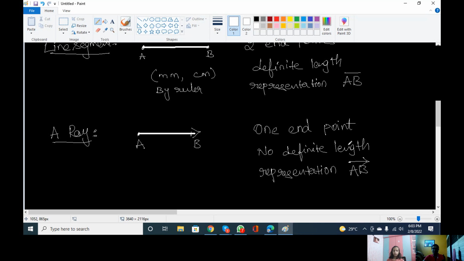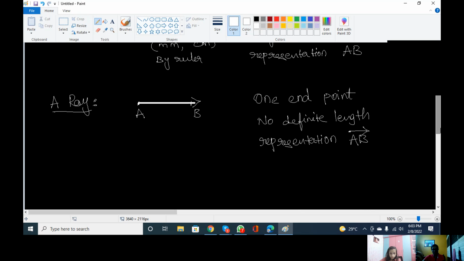Is it clear, Paridhi? Yeah, ma'am. All these are one dimensional. What is one dimensional? One dimensional means we can measure only length here. Line, line segment and ray are one dimensional geometry.